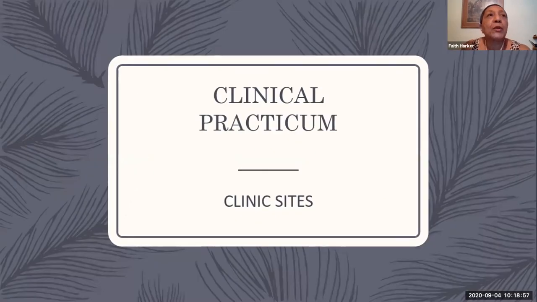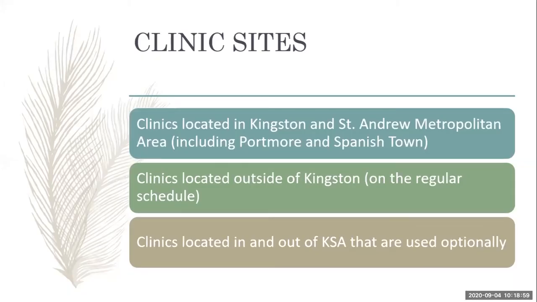All right, so we're talking about clinic sites where you go now. Most of your clinic sites are located in Kingston and St. Andrew metropolitan area. And we include in that Portmore and Spanish Town for convenience. Then you have clinics that are located outside of Kingston. And these are clinics that we use regularly for your rotations. And then we have clinics that are located both in and out of Kingston, which are optional clinics. These clinics are used in different circumstances, sometimes for convenience, sometimes for regular rotations.